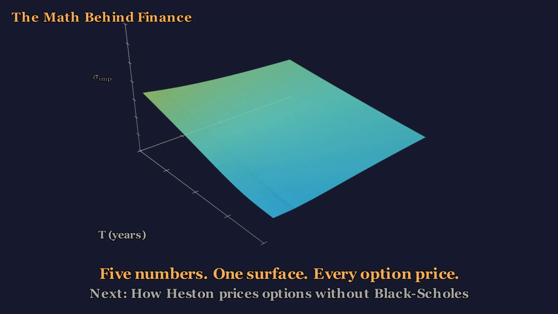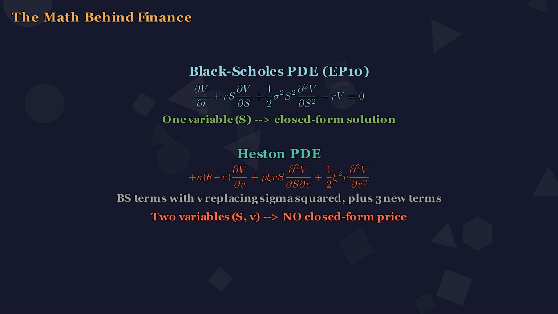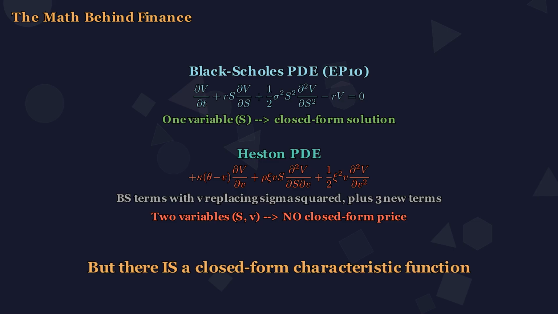That is next. In episode 10, we derived the Black-Scholes PDE, 1 partial differential equation in 1 spatial variable, stock price. It has a closed-form solution. The Heston model adds a second state variable, variance. The PDE picks up three new terms, a drift in V, a cross-derivative coupling stock in variance, and a diffusion in V. This two-dimensional PDE has no closed-form solution, but Stephen Heston found something almost as good.